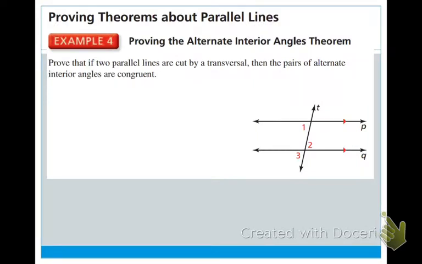Proving, we got 2 more things to do and then we're finished. All right. Proving the alternate interior angles theorem. So what are we trying to prove here? What does the alternate interior angles theorem say? Two parallel lines and a transversal, then alternate interior angles are congruent. So what 2 angles are we trying to prove are congruent? Angles 1 and 2 are alternate interior. So we're trying to prove that these 2 are congruent to each other.